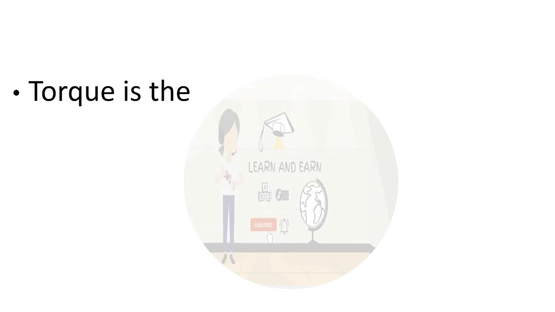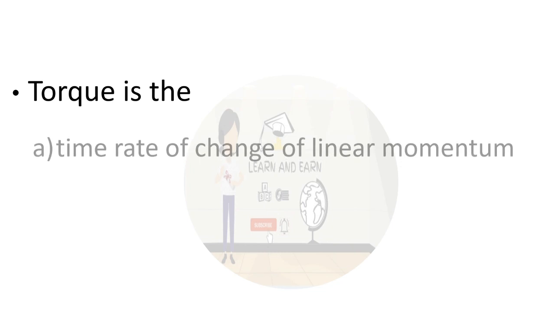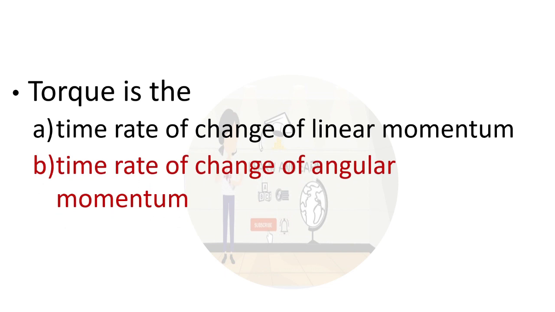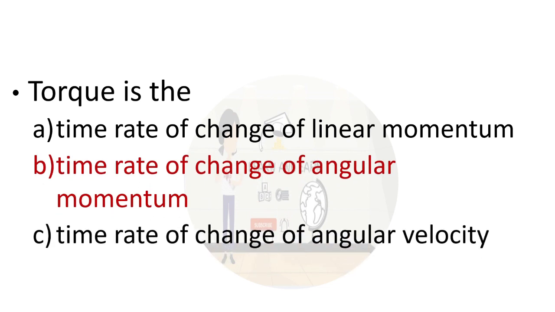The next MCQ is, torque is the option A time rate of change of linear momentum, option B time rate of change of angular momentum, option C time rate of change of angular velocity, option D none of these. The right answer is option B.